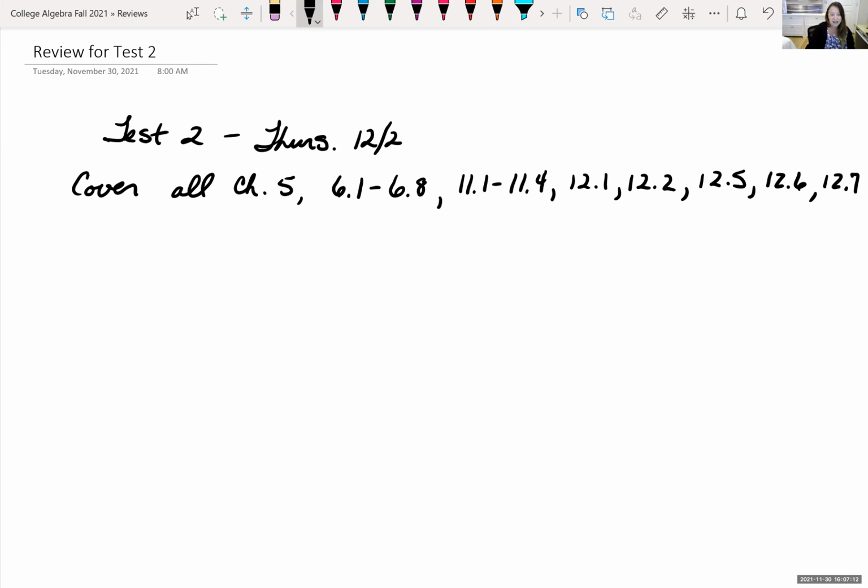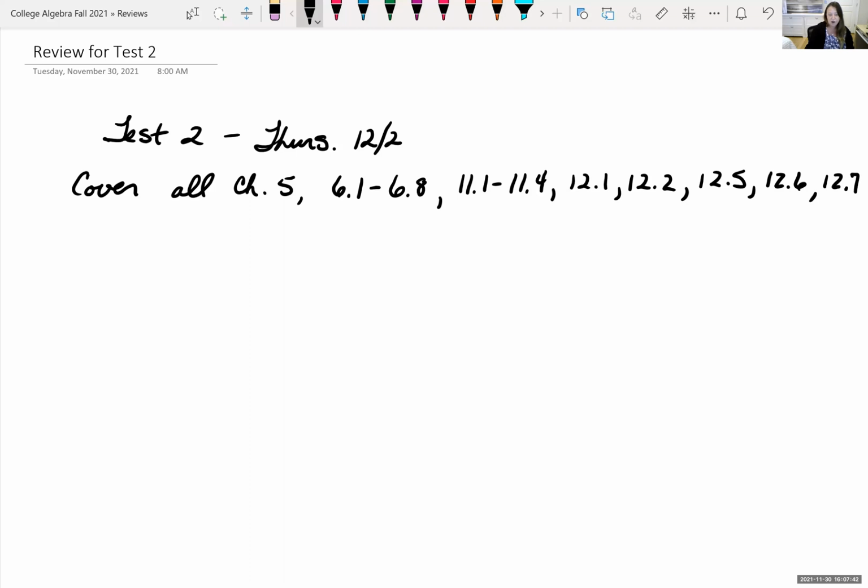6.1 through 6.8, that was composition of functions, finding inverses of functions, exponential functions, logarithmic functions, solving all those different types of equations, graphing those things. Let me go back to chapter 5. Chapter 5 also had graphing your rational functions, so finding your vertical asymptotes, your horizontal asymptotes, slant asymptotes if they exist, any holes in the graph, and graphing those.